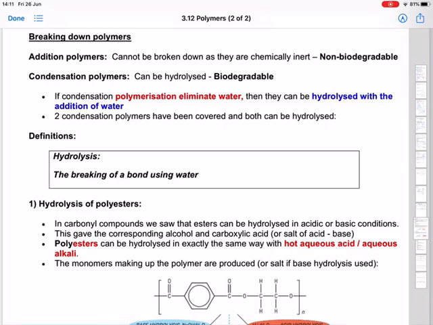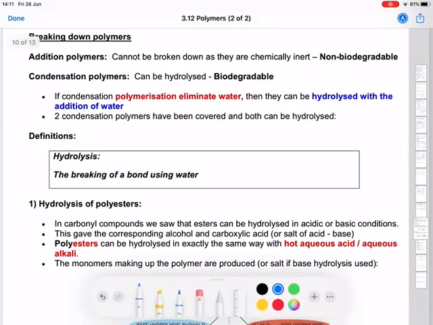The final section in this pack is the breaking down of polymers, which again for the polyesters and the polyamides draws upon the chemistry that you've done previously, particularly with the esters, where if you remember the esters are reversible by putting water back in and reversing that reaction.